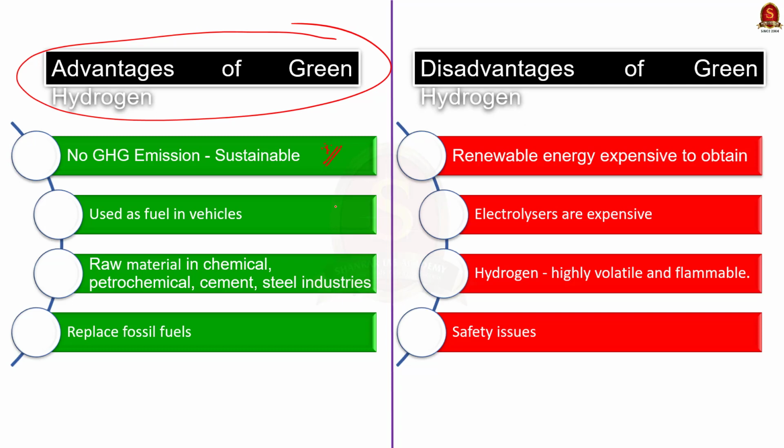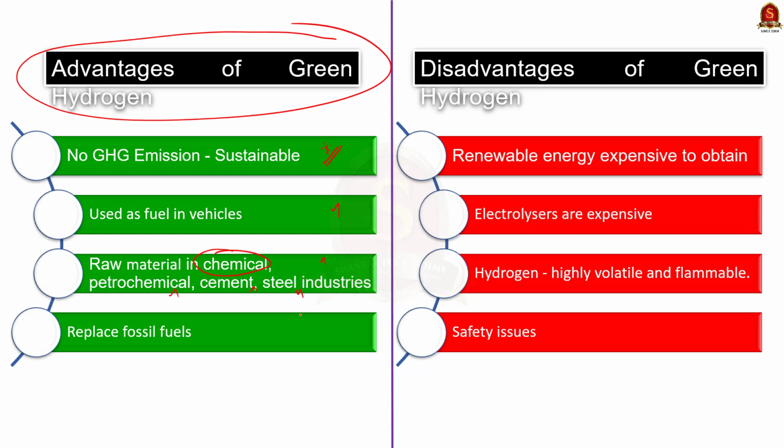Secondly, it can be used as a fuel in trains, ships and planes that are modified to run on hydrogen fuel. So, this will eliminate greenhouse gas emissions from vehicles. Thirdly, it can be used as a raw material for the chemical, petrochemical, cement and steel industries. This will replace the use of fossil fuels, which in turn reduces further GHG emissions. These are all the advantages.